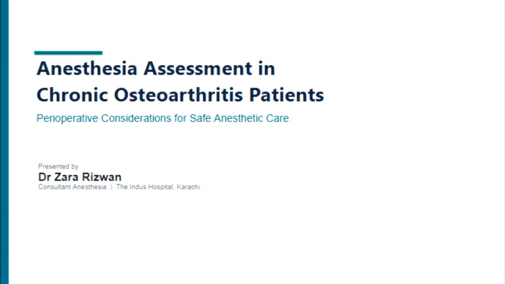So, as a trainee or as a consultant or even as an anesthetist, we need to identify the modifiable risk before surgery and develop an individualized plan that supports safe anesthesia, effective analgesia, and early mobilization.